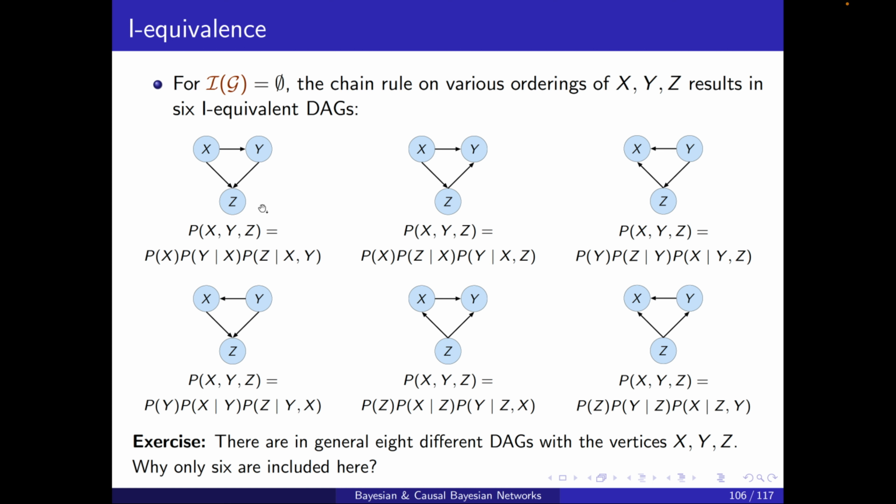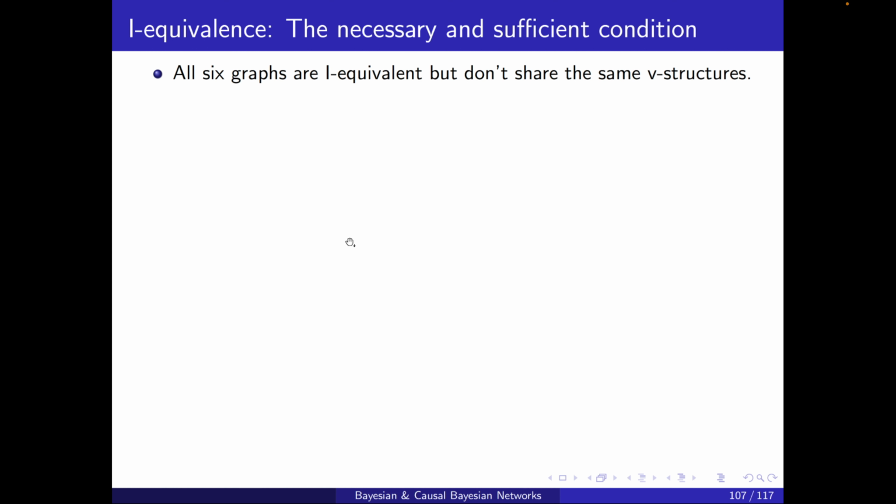Before answering the question, just a little exercise. There are in general 8 different DAGs with the vertices x, y, z. Why do we only have 6 here? I will give a hint, or almost the answer. Well, 2 of the cases will result in a cycle, whereas a DAG is an acyclic graph. Okay, back to our observation.